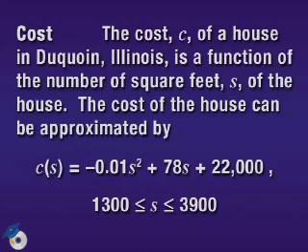The cost C of a house in Des Moines, Illinois, is a function of the number of square feet S of the house. The cost of the house can be approximated by C(S) = -0.01S² + 78S + 22,000, where S is between 1,300 and 3,900.